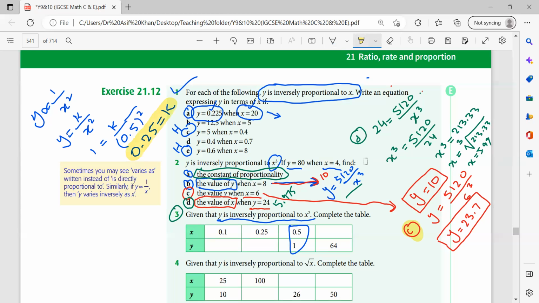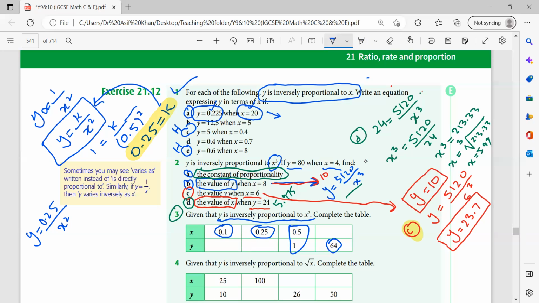Now put the value of k over there again. So it is y is equal to 0.25 over x square. I plugged the value of k here. Now we can find all these parts. First, we will put x is equal to 0.1 in this equation and find the value of y. Then we will put 0.25 and find the value of y. And then we will put 64 in place of y and find the value of x.